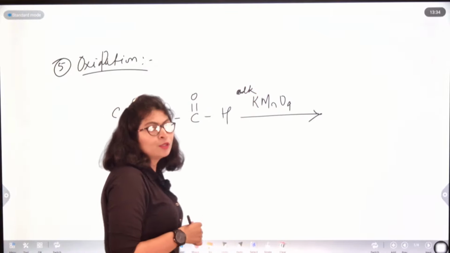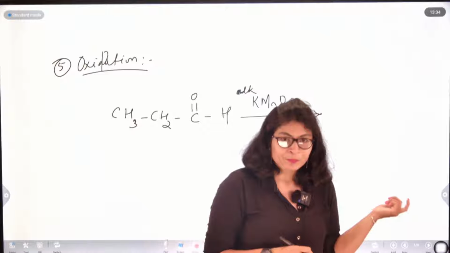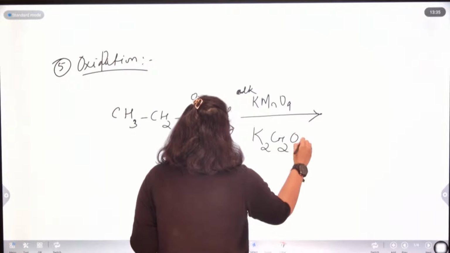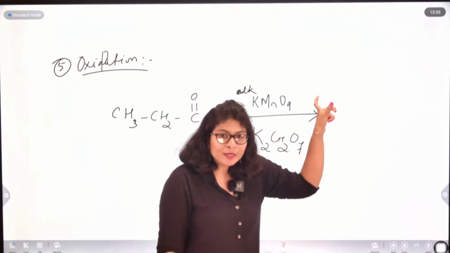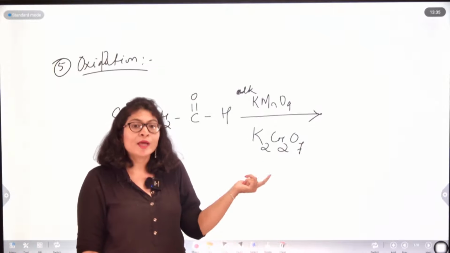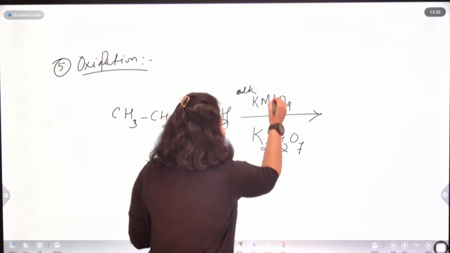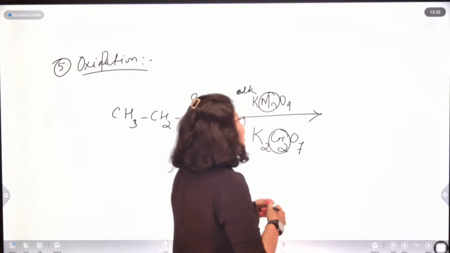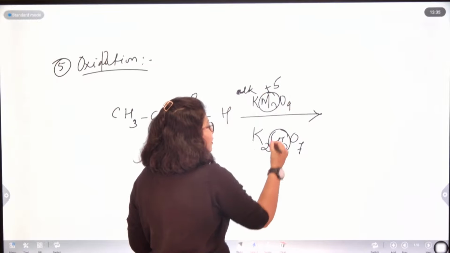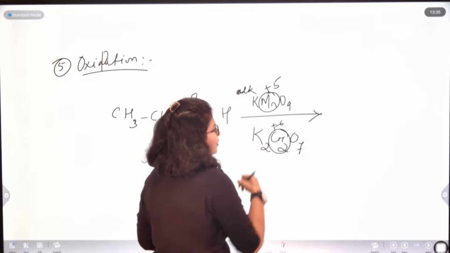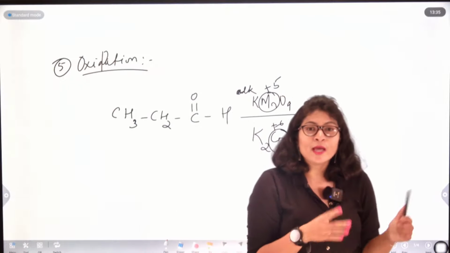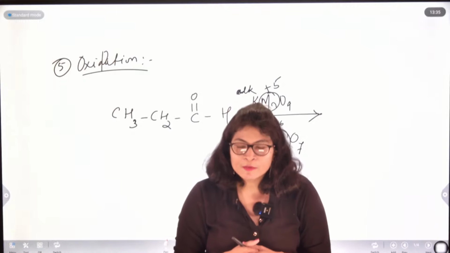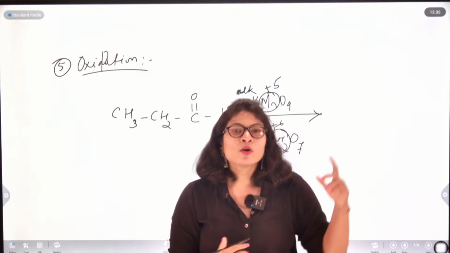KMnO4 in basic condition. So if I'm adding alkaline KMnO4 to this, or K2Cr2O7 also. KMnO4 is called potassium permanganate and K2Cr2O7 is called potassium dichromate. Here manganese and chromium are in the highest oxidation state. Manganese has an oxidation state of +7 and chromium has an oxidation state of +6. So they are already present in their maximum oxidation state. So how is oxidation state achieved? By the loss of electrons, and loss of electrons is called oxidation.